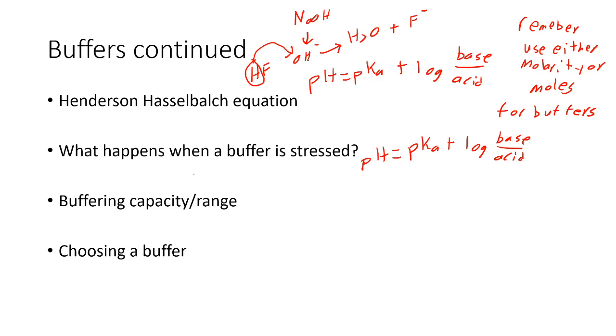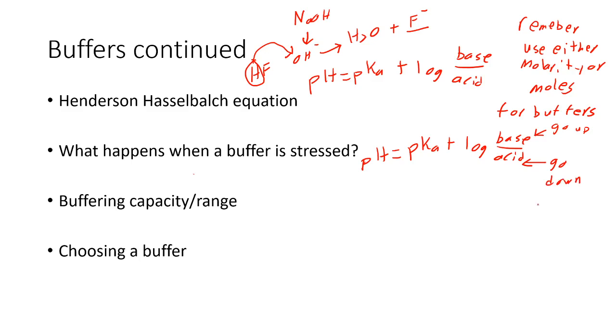Every molecule of NaOH got rid of a molecule of HF. But looking at our balanced equation, it also created a molecule of F minus. So the moles of acid went down, the moles of base went up. So therefore, this number here, our base, is going to go up, and our acid here is going to go down.